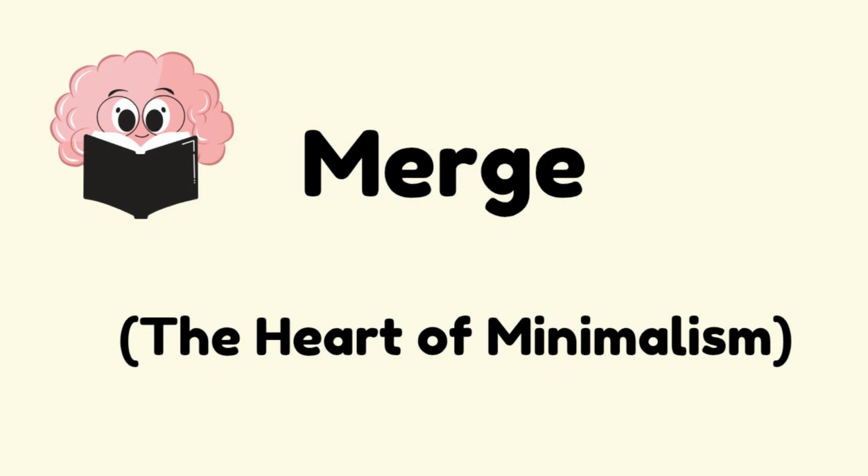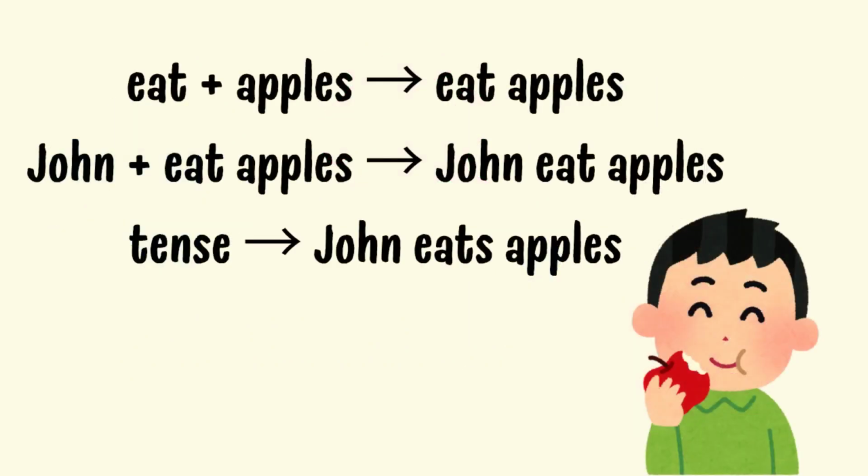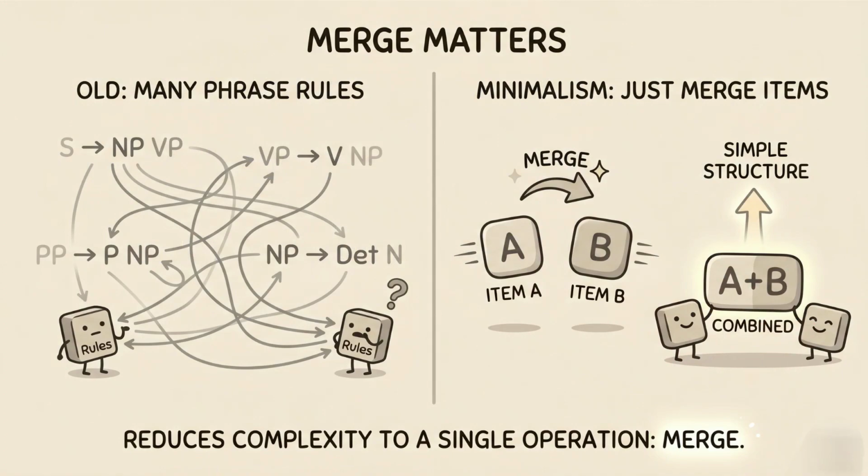What is merge? Merge is the most basic operation of syntax. It simply takes two elements and combines them. Example: merge eat and apples, it becomes eat apples. Merge John and eat apples, it becomes John eat apples. Merge tense, it becomes John eats apples. Language grows step by step through merge.